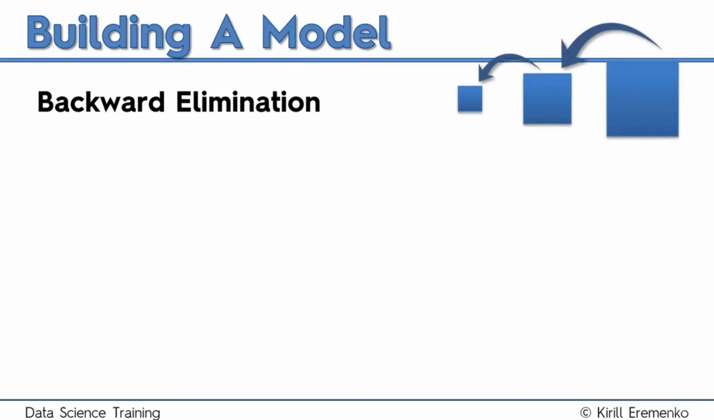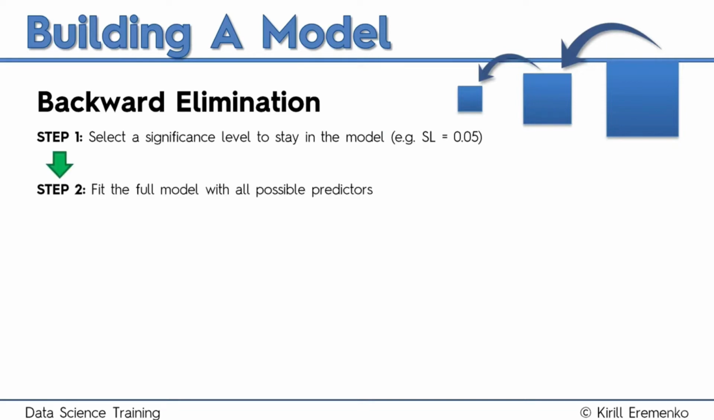Okay, so here comes the step-by-step stuff. You might want to get your pens out and write these things down, because we're going to have a truly step-by-step method now. All right, backward elimination. First thing, step 1, you have to select a significance level to stay in the model. So by default, we're going to go with 5%, so 0.05, and we're going to use it in the next step. So at the beginning, you decide on this significance level.